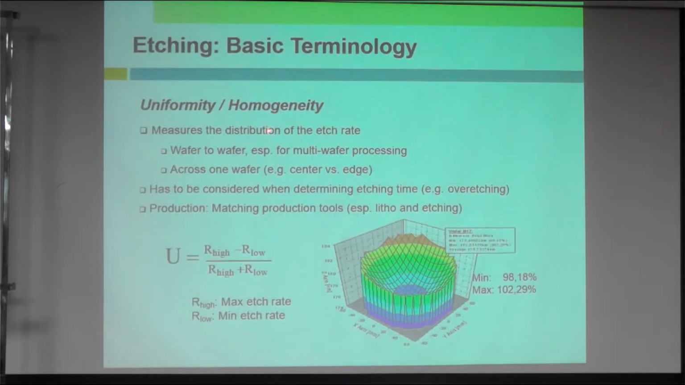So uniformity, or homogeneity, measures the distribution of the etch rate wafer to wafer, especially for multi-wafer processing, and across one wafer, for example center versus edge. At the center, it might be different. At the edge, it might be a different etch rate. This has to be considered when determining etching time, so you want to prevent over etching. And for production, matching production tools, especially lithography and etching. So here we can see that there is some simulation you can do.